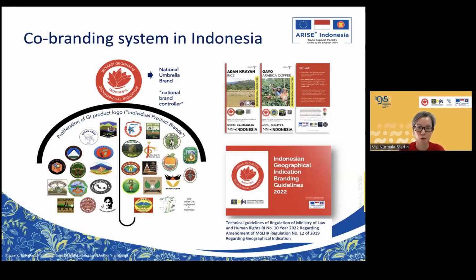If it's, for example, Muntok white pepper, then you should be able to find the official red and white logo with the Muntok white pepper logo side by side. But this is an ongoing exercise in Indonesia, because the system is quite new. Together with the GIP in Indonesia, we designed and developed technical guidelines for the regulation of the Ministry of Law and Human Rights in Indonesia regarding how to use the logo and how to use the Indonesian GI label when marketing and commercializing Indonesian GI.